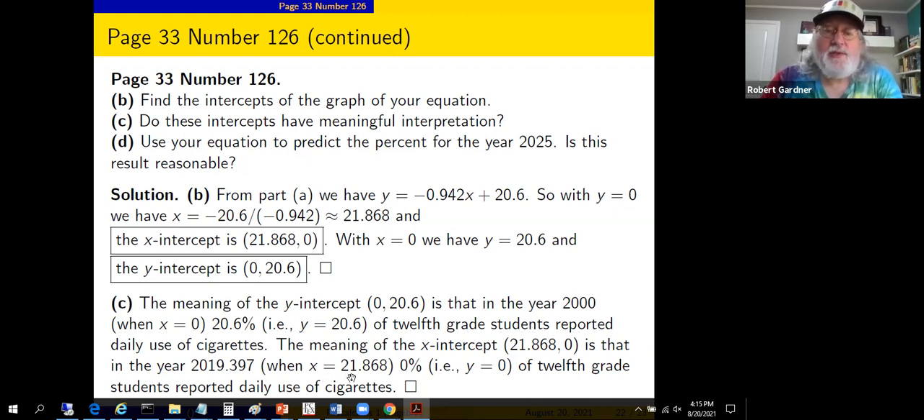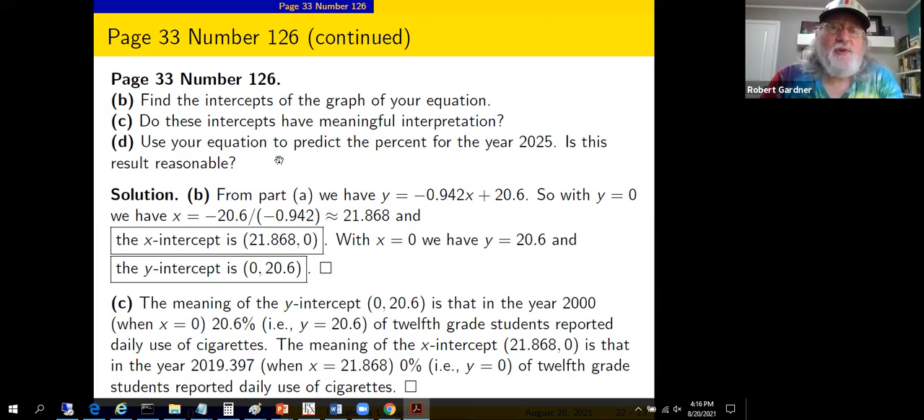So in the year 2021.868, which is about now, when I'm recording this it's late 2021, if we follow that linear model, then 0% of 12th grade students should be reporting daily use of cigarettes. That would be the interpretation of those intercepts. Assuming a linear model is definitely a simplification of what may be real.